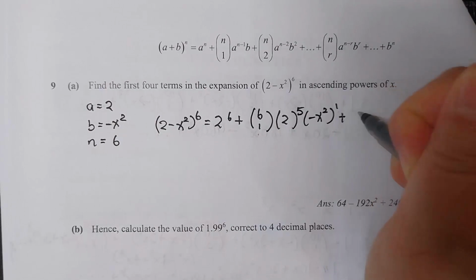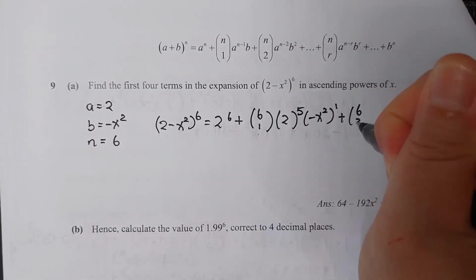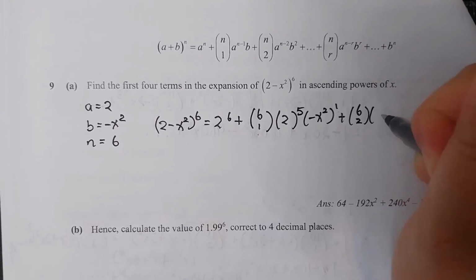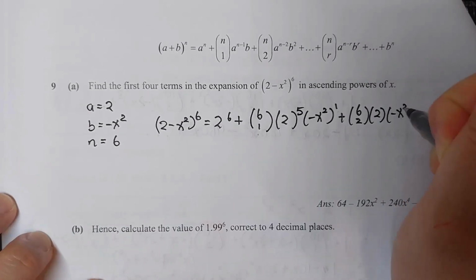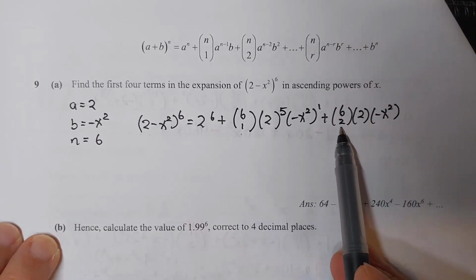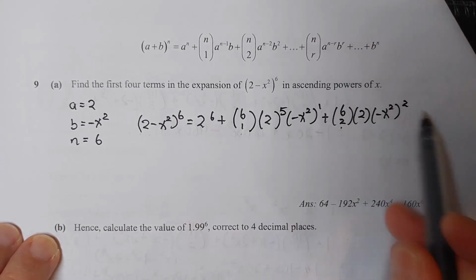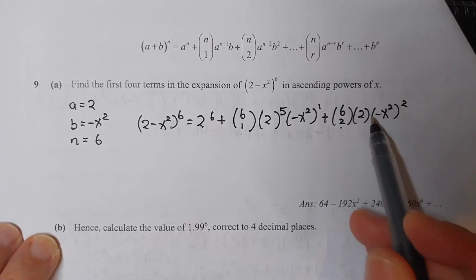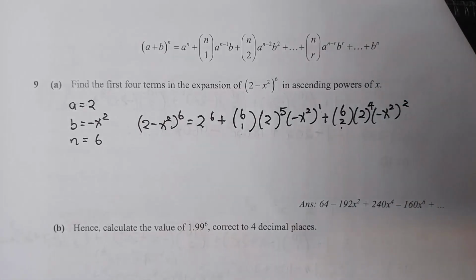Okay, so let's write down the third term. 6 choose 2. And we have a is 2. b is negative x squared. And now I know that the last power will be the same as this number. These two powers must add up to 6. So this must be 4. And that is an easy way to remember.